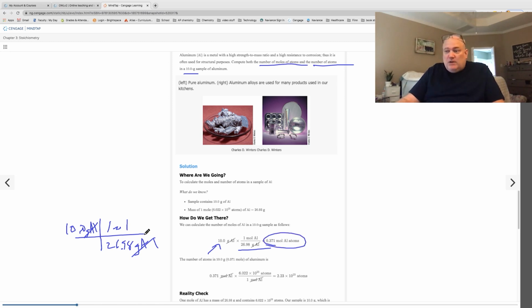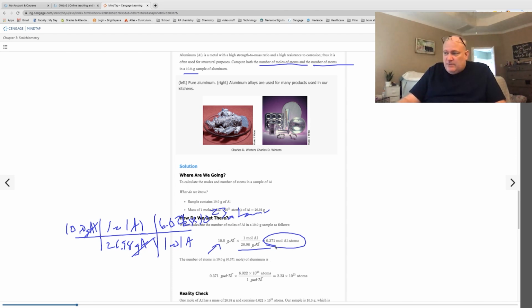Now, we could keep on going if we wanted to, and we could just go, all right, 1 mole of aluminum. Well, we know for every 1 mole of aluminum, there are 6.022 times 10 to the 23rd. I feel like this is not atoms. I feel like writing over the top of something else is not the greatest. However, you can also do it in 2 steps, which is what they do right here.